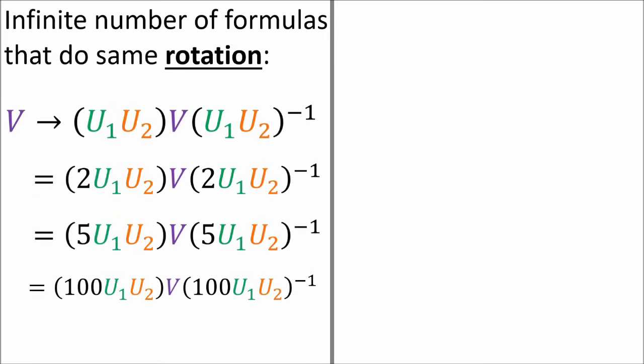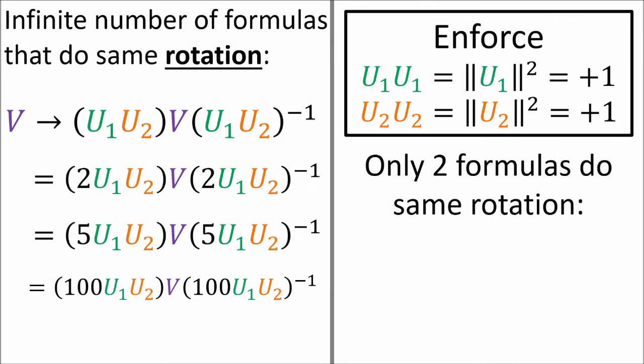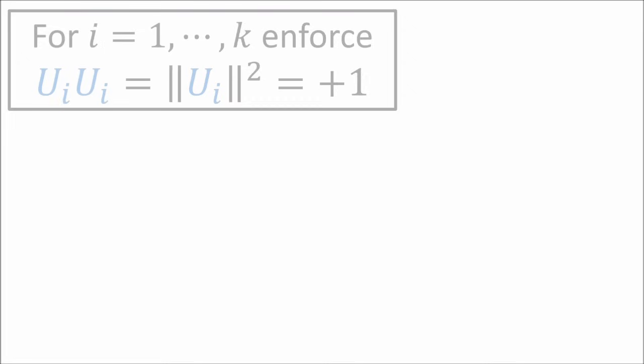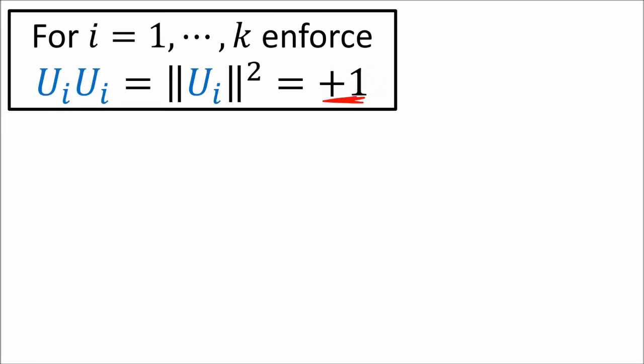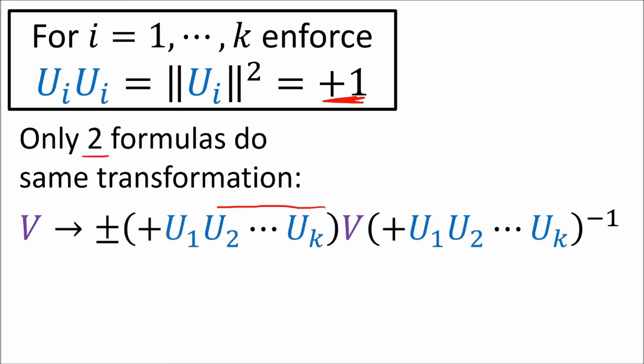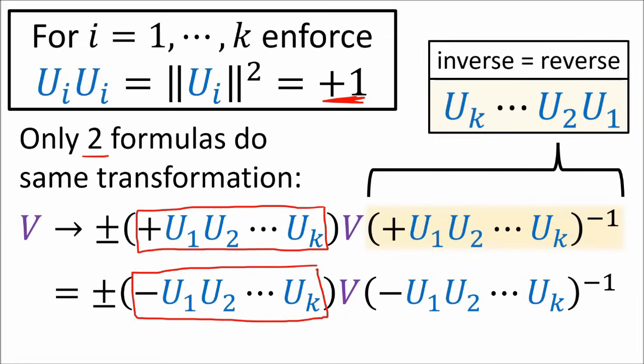If we force the versor U1, U2 to be made up of unit vectors, then there are only 2 choices of versor that perform a given rotation, the plus and minus versions of U1, U2. This extends for versors of any length. If the versor is built using only unit vectors, there are only 2 versors that will do the same geometric transformation, the plus and minus signs of the same versor. Also, to get the inverse of versors made up of only unit length vectors, we just take the reverse.